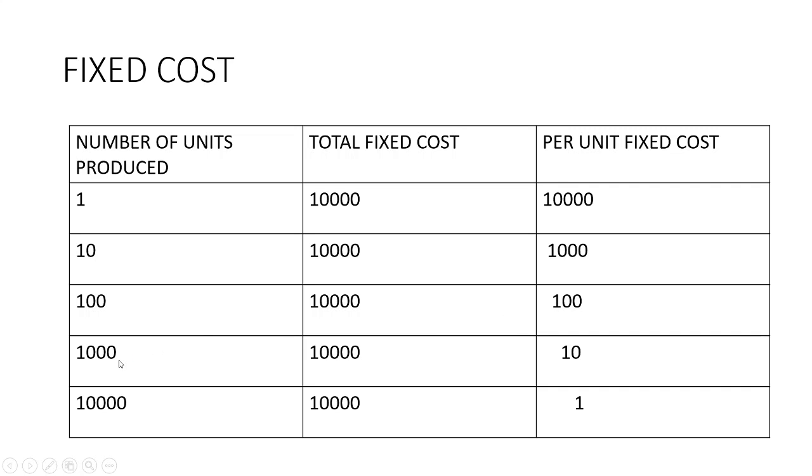Imagine we are producing 1,000 units, then the total fixed cost is 10,000 rupees, whereas per unit fixed cost is 10,000 divided by 1,000, rupees 10. If you are producing 10,000 units, the total fixed cost is rupees 10,000, whereas the per unit fixed cost, 10,000 divided by the number of units, is equal to rupees 1. So whether you produce 1 unit or you produce 10,000 units, the total fixed cost will be rupees 10,000 only. Whereas in case of unit fixed cost, what we have seen is that unit fixed cost changes with the changes in the volume of output, isn't it?